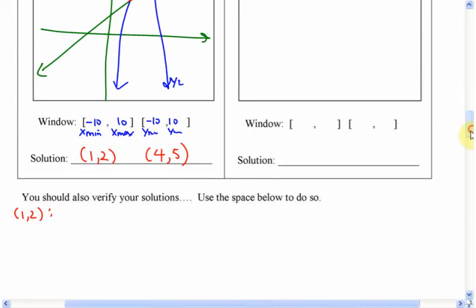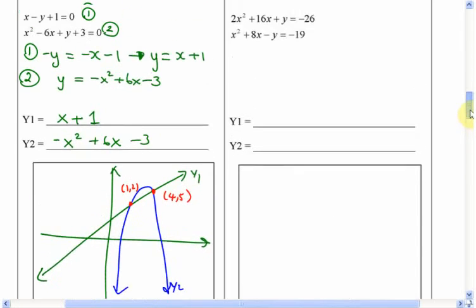x minus y plus 1. So x is 1 minus y is 2 plus 1. Does that equal 0? Yes, that's okay. Let's also verify in the second equation.